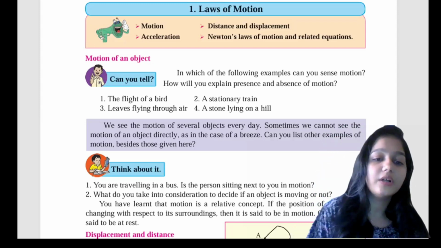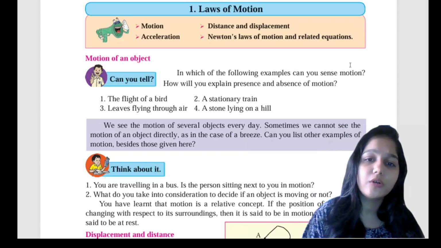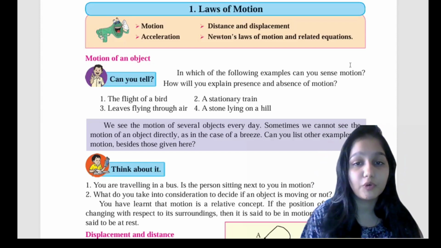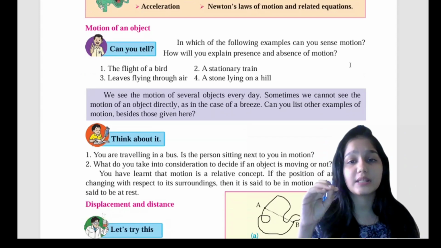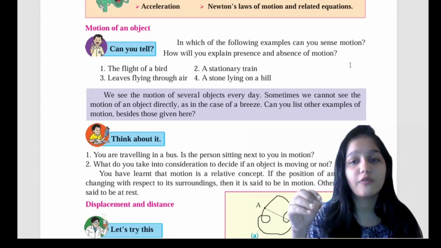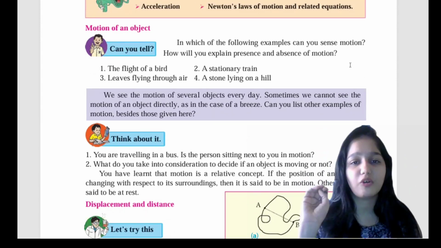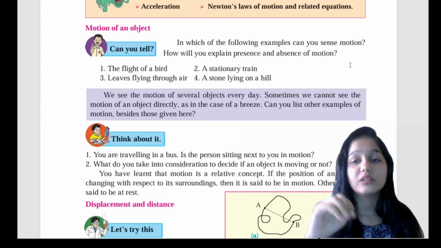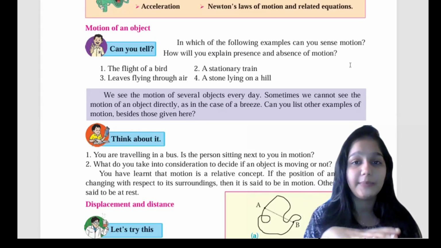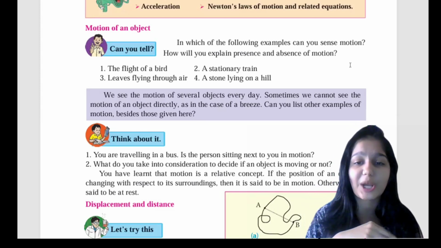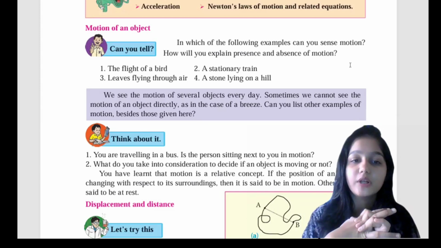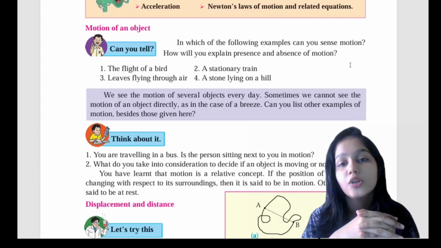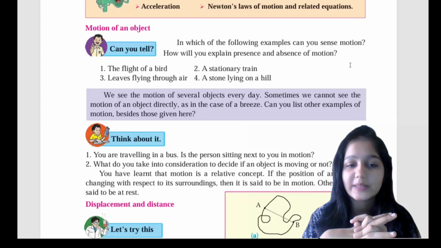Okay. So here in this chapter, we are going to learn all the laws of motion. What are the laws of motion, acceleration, distance, displacement, Newton's laws of motion, and related equations according to it. Now, for this chapter I haven't prepared any PPT because this chapter has to be based on your textbook only. So I wanted to be precise to your textbook, so I am presenting the textbook and displaying it.